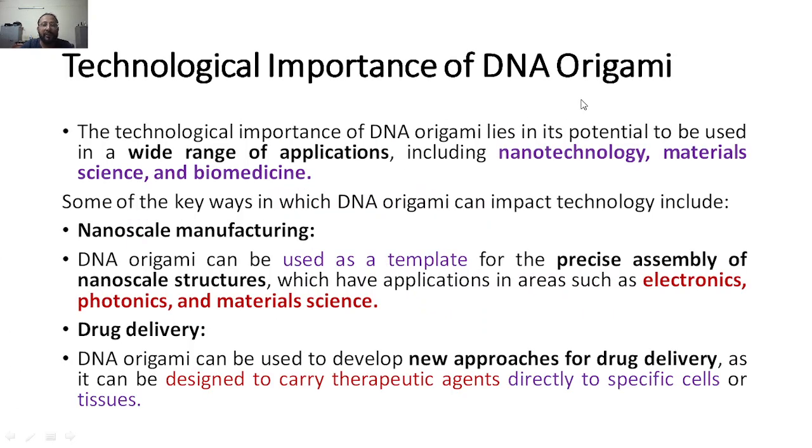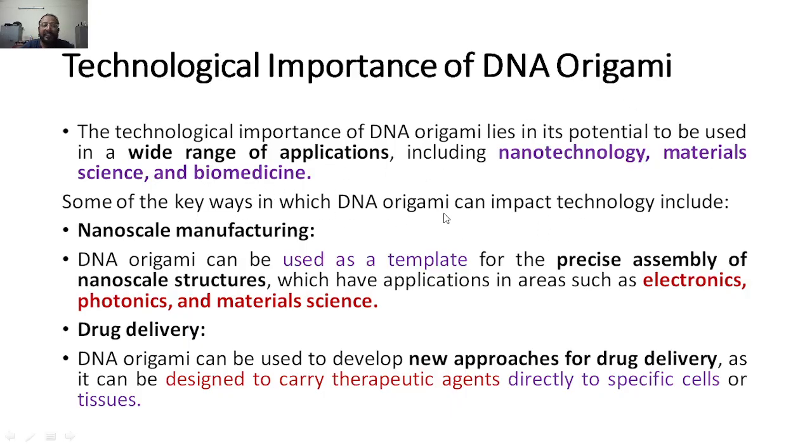So now the technological importance of DNA origami. Some of the information I just gave in the introduction will be repeated here. The technological importance of DNA origami lies in its potential to be used in a wide range of applications, such as nanotechnology, which I explained. Material science, which all of you know, is what you study in mechanical engineering, or whatever science is involved in the material. And biomedicine, such as drug delivery, whatever I study about drugs. So DNA origami has a lot of applications in nanotechnology, material science and biomedicine.